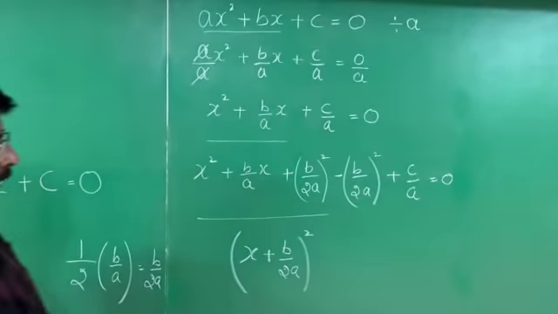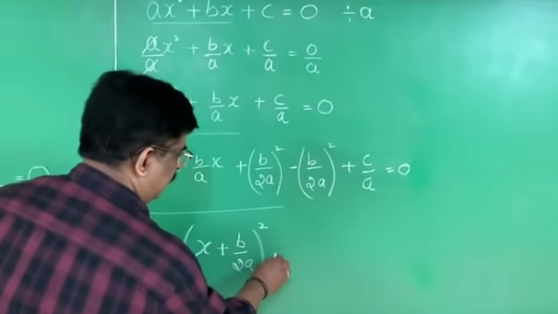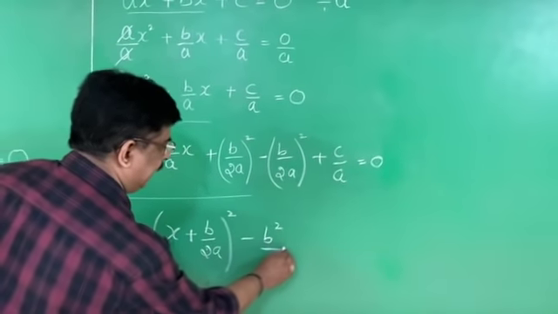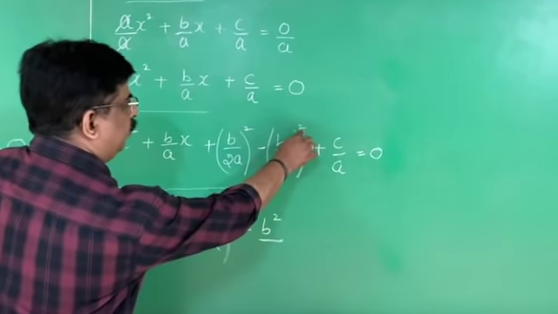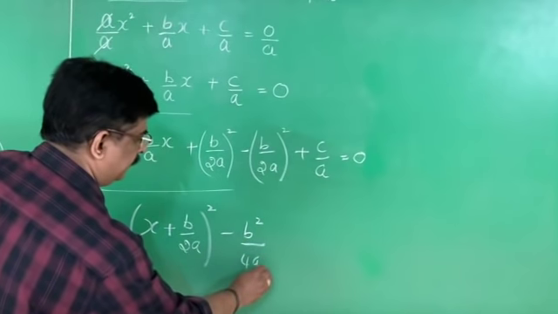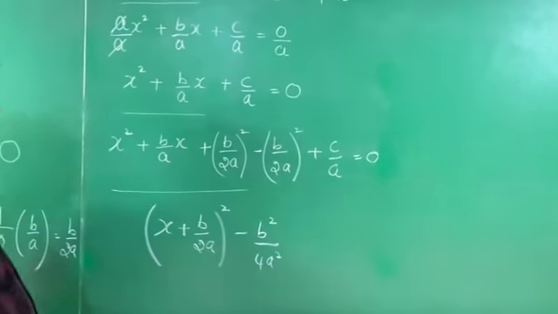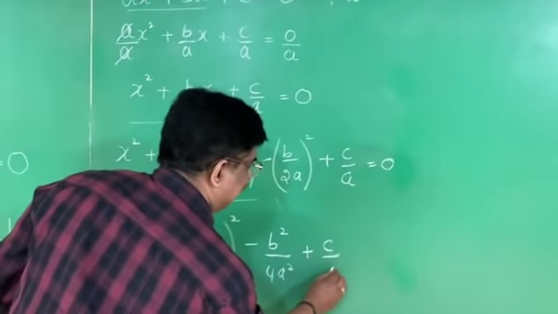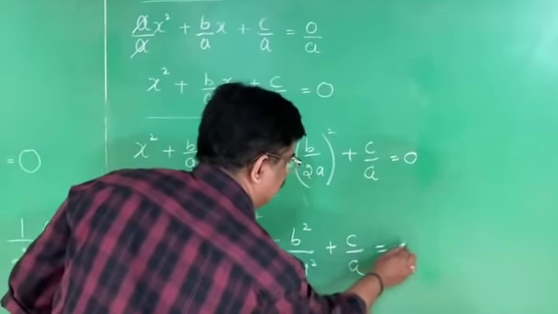Right? Next, I remove the square. Minus is outside. B square by 2a whole square, that is b square by 4a square, plus c by a is equal to 0.